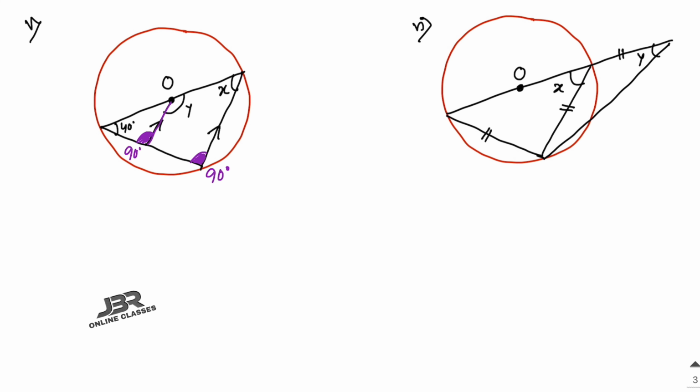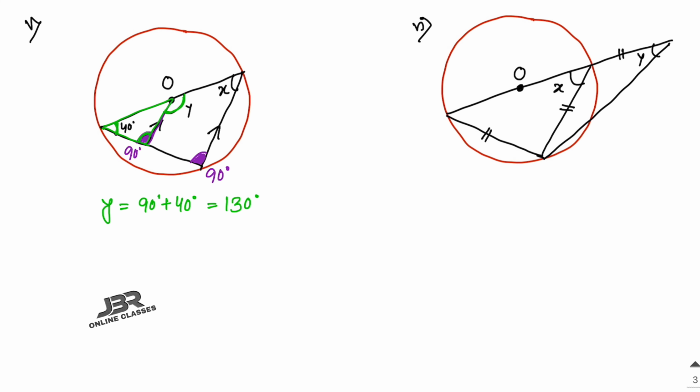So that one equals 90 as well. Now here in this triangle, suppose I mark it in green color. In this triangle, the addition of this angle and this angle will be equal to this one, because you know that the sum of two internal angles is equal to the external angle. So that means y equals 90 plus 40, that equals 130 degrees.